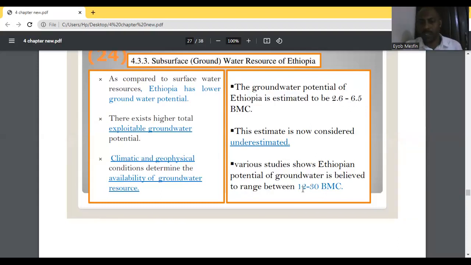That study shows us the water potentiality. We do have groundwater potential of 12 up to 30 billion cubic meters, according to another study. So anyhow, these studies show that if we use different strategies, we do have a better climatic condition. That climatic condition can bring a good groundwater potential if we implement different things.